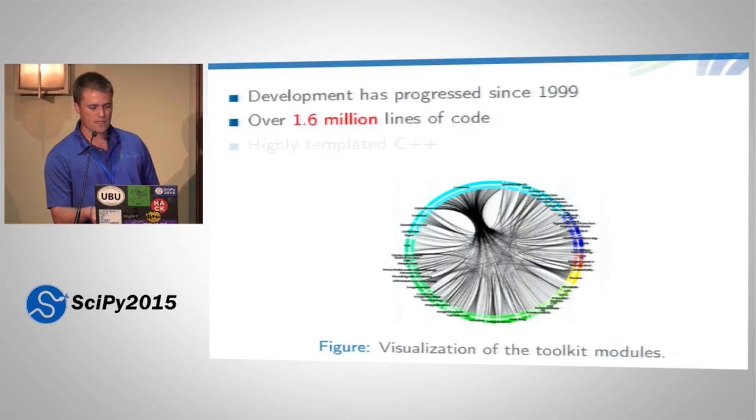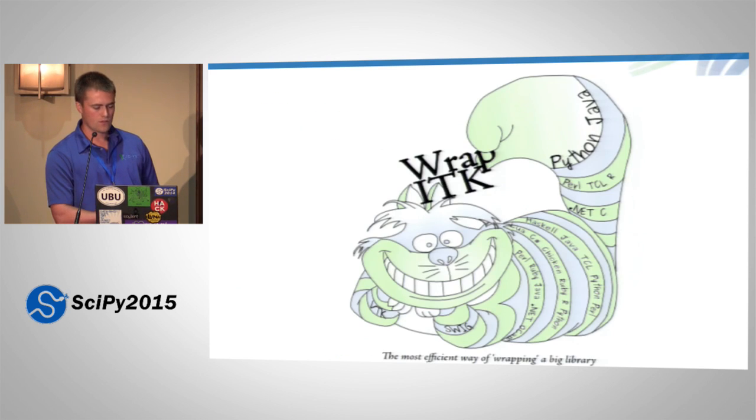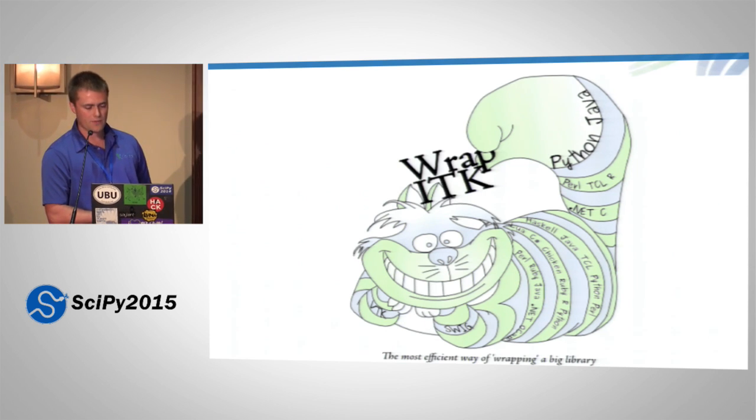And so it's grown since 1999. It's 1.6 million lines of code, and it's highly templated C++. So a big, large code base, and it's C++, which does have some advantages, but really if you want to use it practically, we want to use Python, and we don't want to rewrite the whole toolkit, so we have to do wrapping of the C or C++. And this is one of the projects that got started on the side that was absorbed into the main line. The little logo down there says, the most efficient way of wrapping a big library is eating it. I'm not sure where the Cheshire Cat comes from, but.